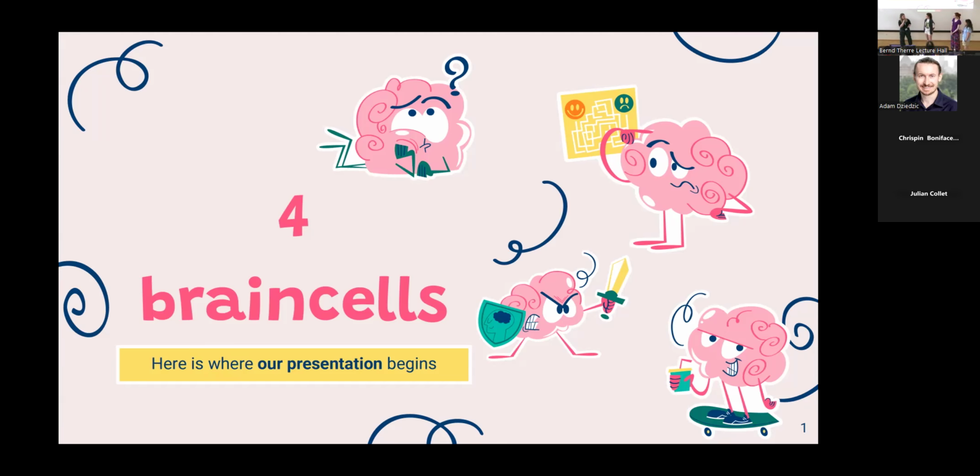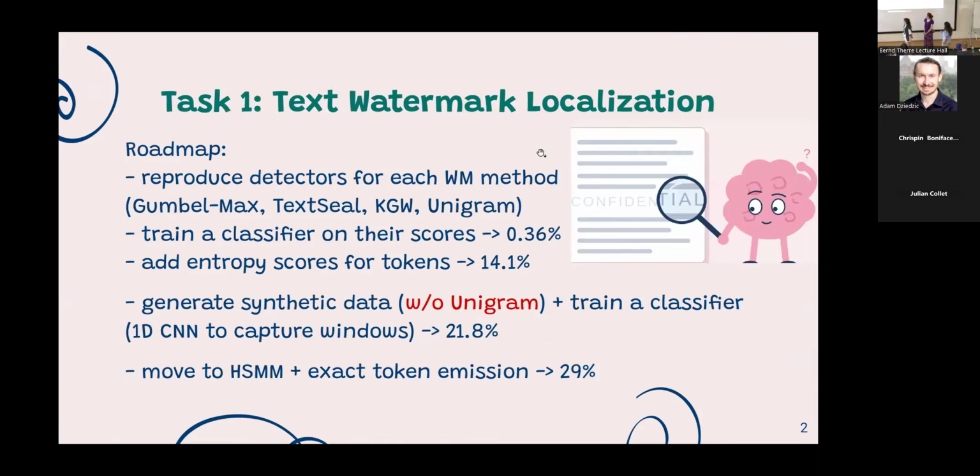Yes, so hello, we are 4 brain cells. We are 4 people from Vienna. You do all the inappropriate math yourself. And we're presenting our tasks. So the first one, which I cannot show, unfortunately. Can I press the button? No. Yes, it was text watermarking localization, and I'll just guide you through our solution.